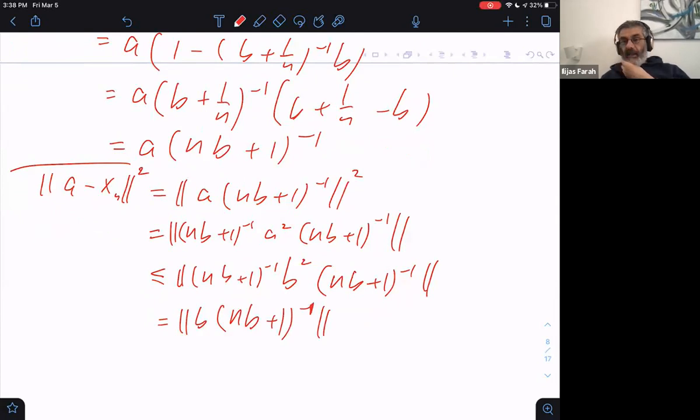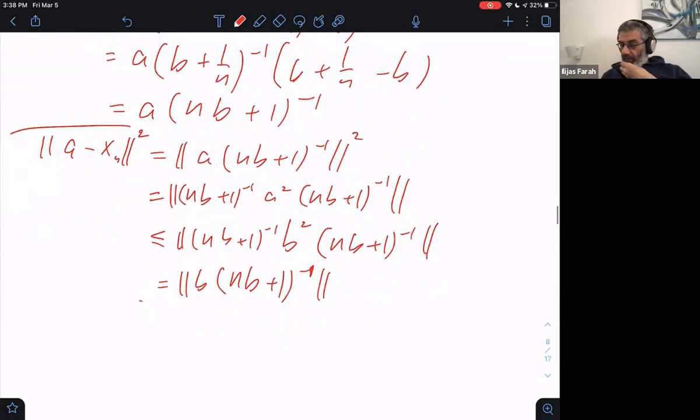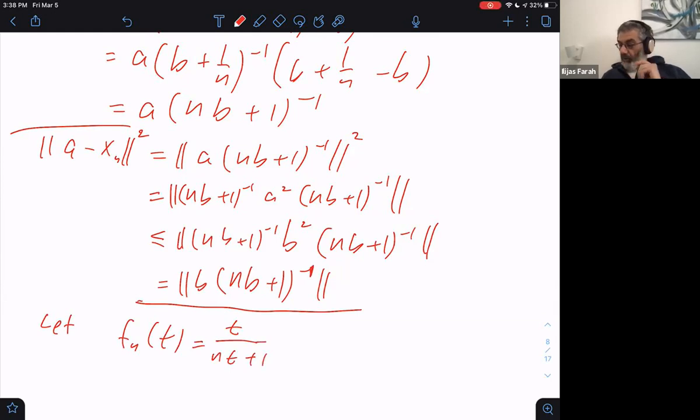Now, why does this converge to 0? Well, basically, it's continuous functional calculus again. So let Fn of t be t divided by nt plus 1. Right, so here, note, we know that B is greater or equal than 0 because B was B1 star B1. Otherwise, this nB plus 1 maybe wouldn't make sense. So this is for t greater or equal than 0 and n is greater or equal than 1.